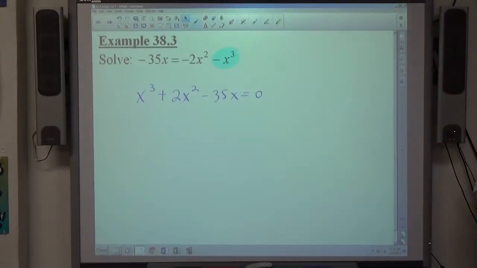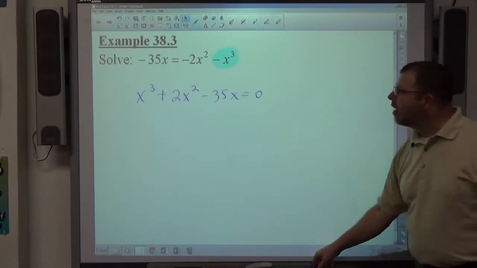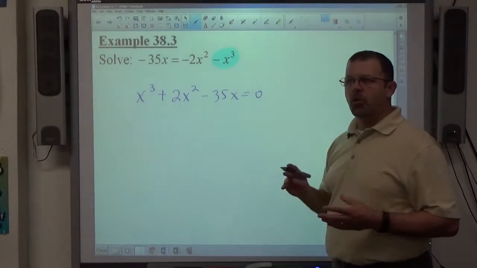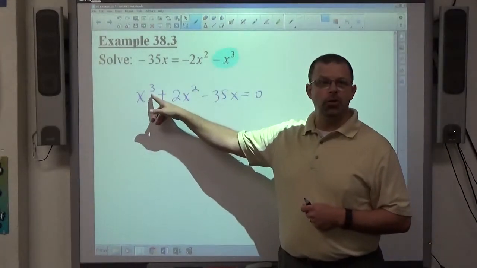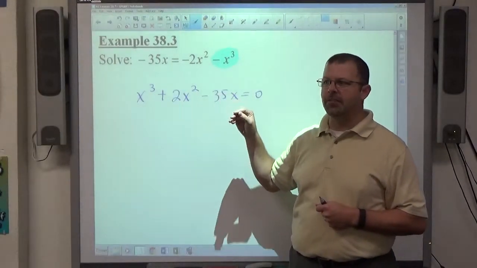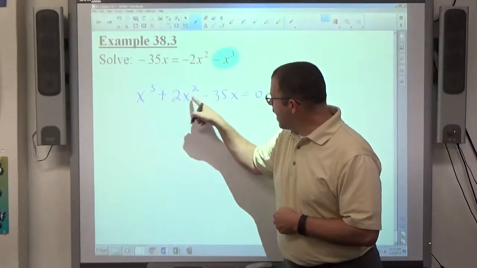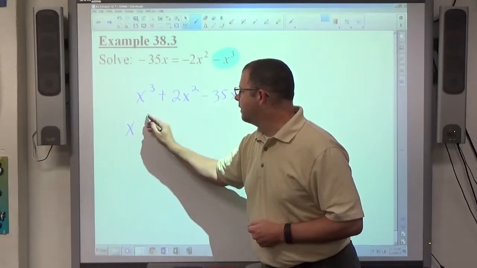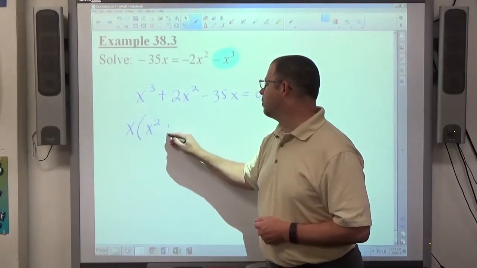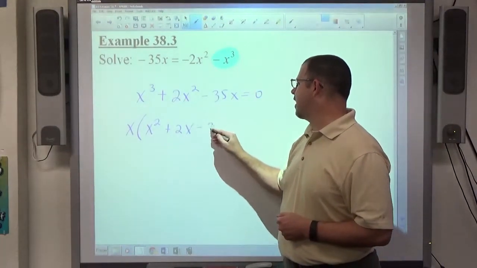Every polynomial function you get, power bigger than 1, that's what you want to do first. Everything in descending order equal to 0. Then you look to factor any way, shape, or form you can. If you have a bigger power than 2, chances are there's a common factor because you don't know how to factor anything beyond the second power at this point. So, x, we take an x out. That's going to leave x squared plus 2x minus 35.